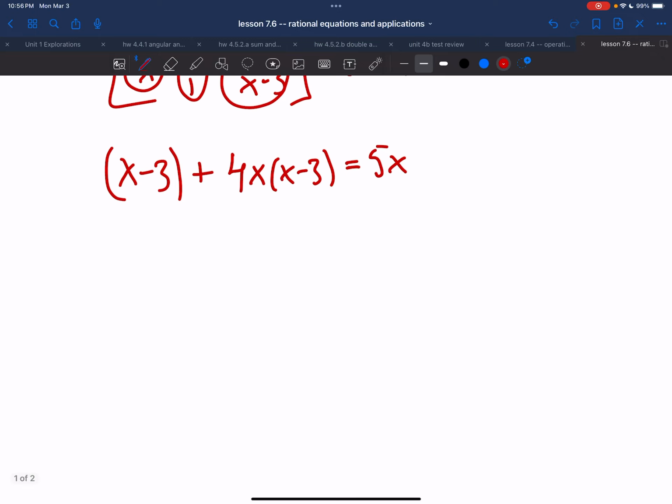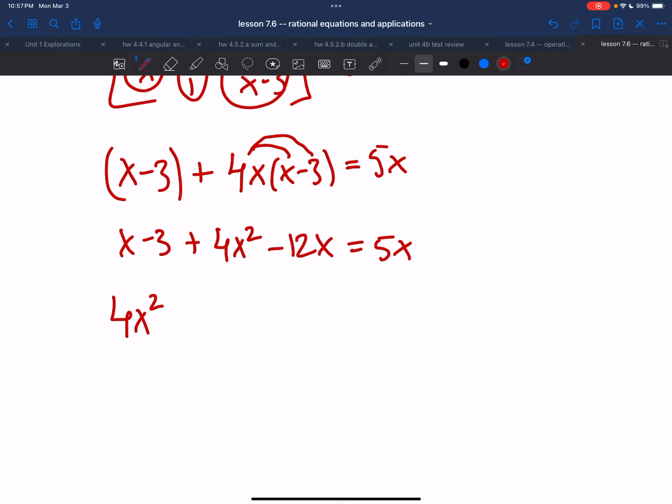Okay, distribute: x minus 3 plus 4x squared, because it's 4x times x, minus 4x times negative 3 is negative 12x. Negative 12x. And this equals 5x. Let's move everything to one side here. Put the 4x squared at the front. 1x minus 12x is negative 11x, minus 5x from both sides, that gets you negative 16x. So that's just me moving the x's over, and then the minus 3 is at the end here. Set this equal to 0.